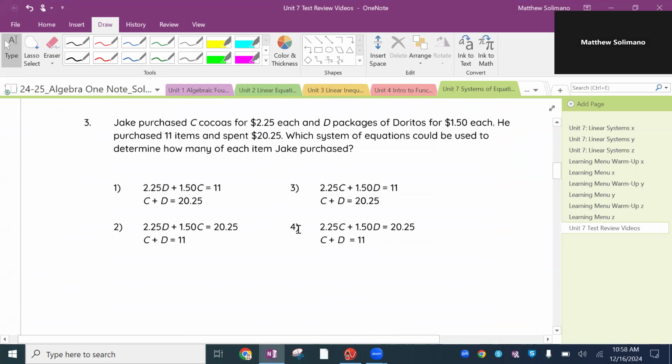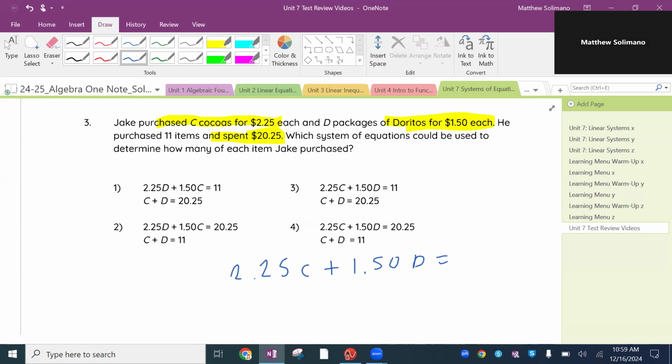Jake purchased some Coca-Colas for $2.25 each and Doritos for $1.50 each. So right away, I see these are both talking about money. He purchased 11 items and spent $20.25 total. So I'm going to make my money equation first here. It's going to be $2.25 times our Coke plus Doritos are $1.50 each, and the total money we spent is $20.25. So I'm going to look for that equation here.